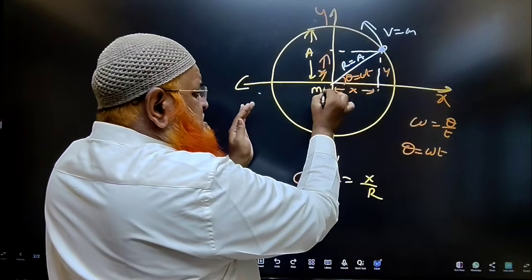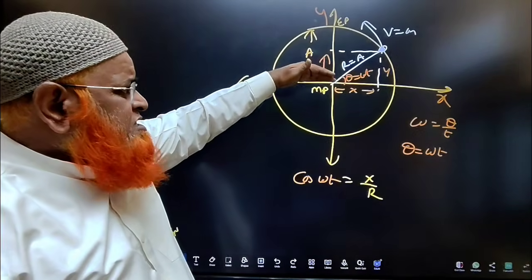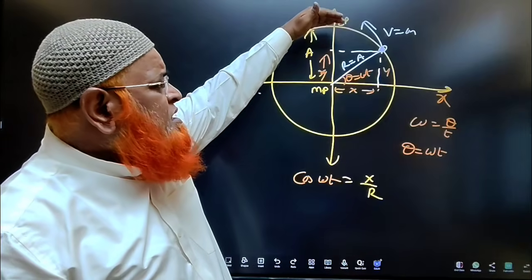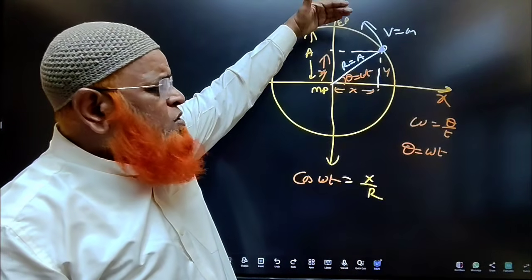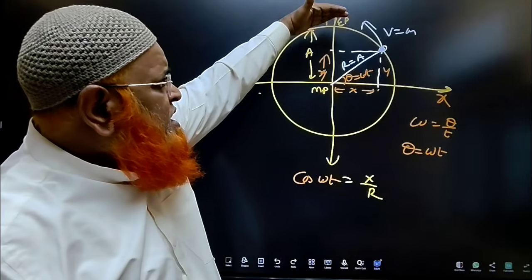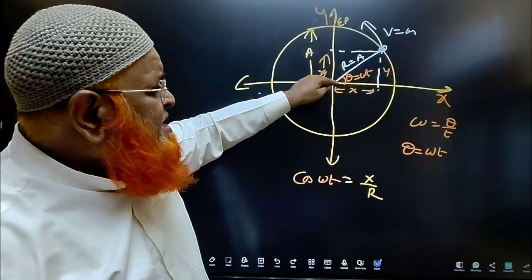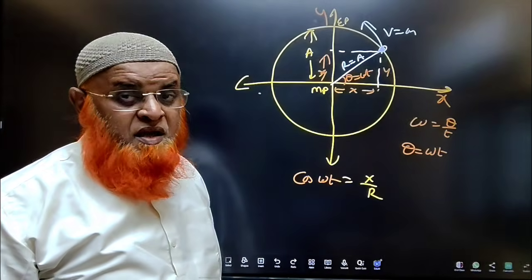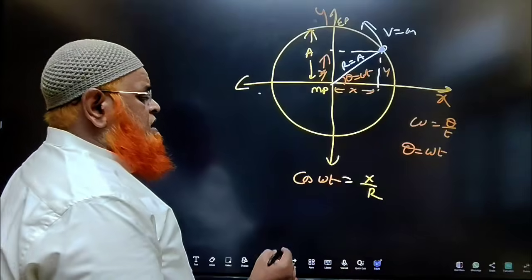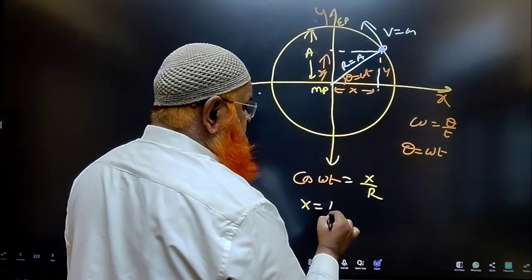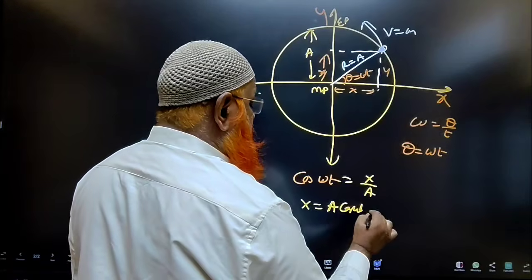Amplitude means what? This is the mean position. This is an extreme position. So when the particle starts from the mean position, the most extreme position is this one. Beyond that it doesn't go, it returns back again. So here this is the extreme position at the topmost point, this is an extreme position at the bottommost point. This is called the mean position. Mean means in the middle, okay? So therefore here, if you want to find out x, it is going to be x by a. So this is going to be a cos omega t.